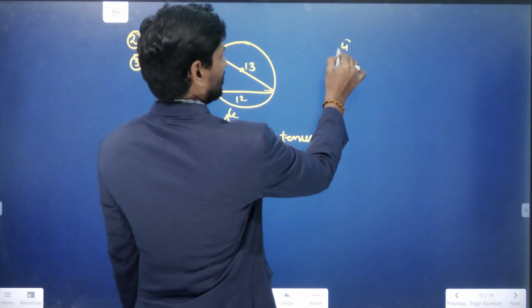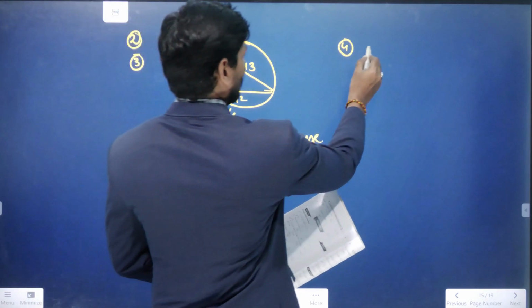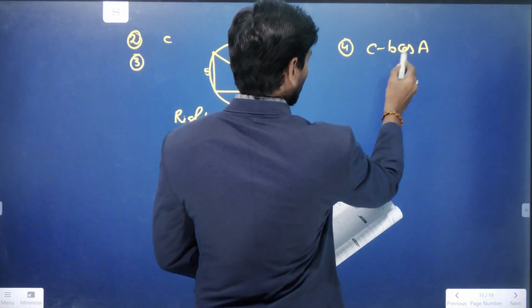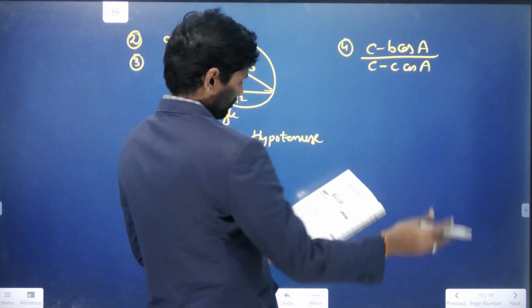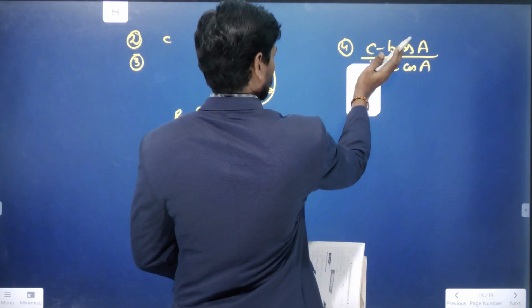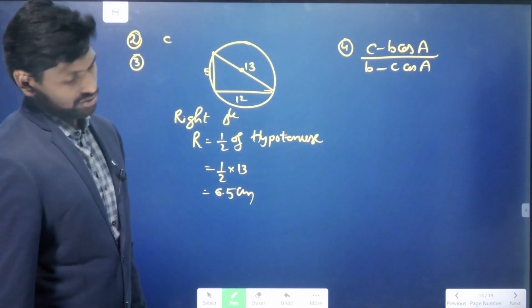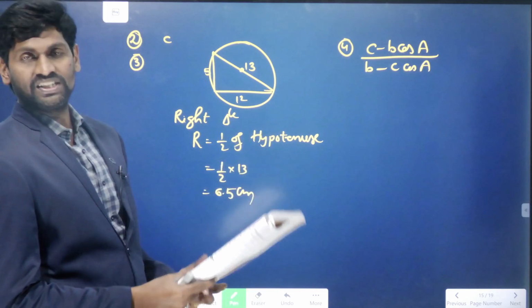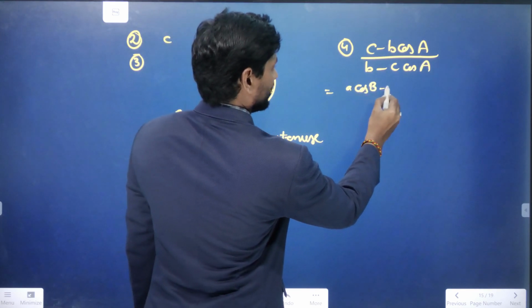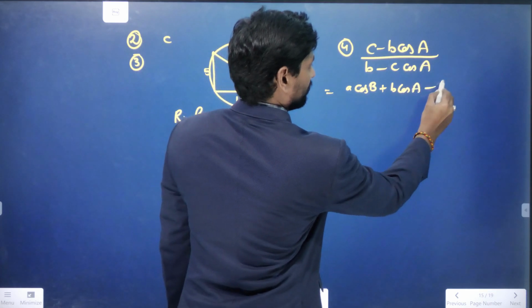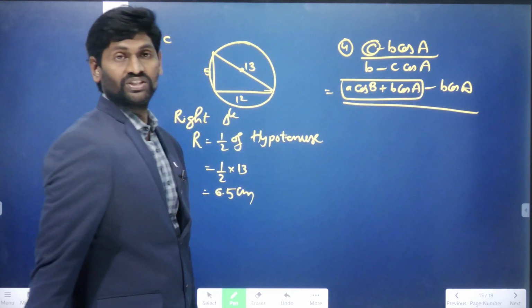Okay, so let us go to question number 4. That is the value of (c minus b cos A) by (b minus c cos A). Right, first one. So again I am just applying the projection rule. The small c I can write as a cos B plus b cos A. Projection rule I applied. So in the place of c I have written this much by using the projection rule.